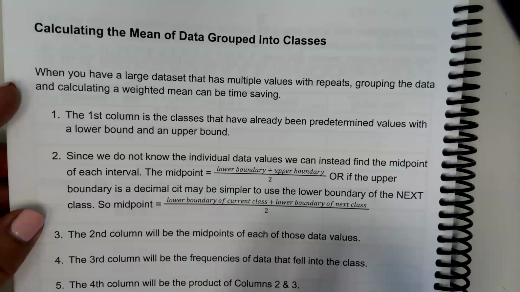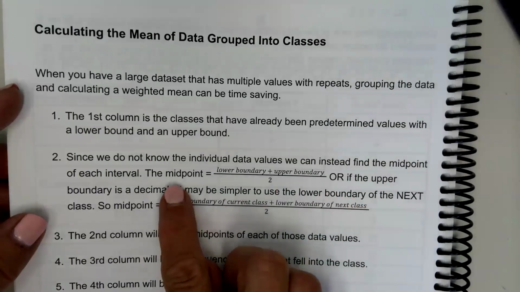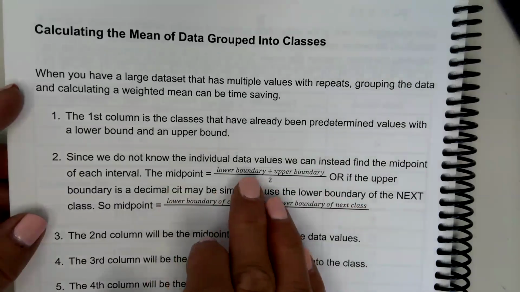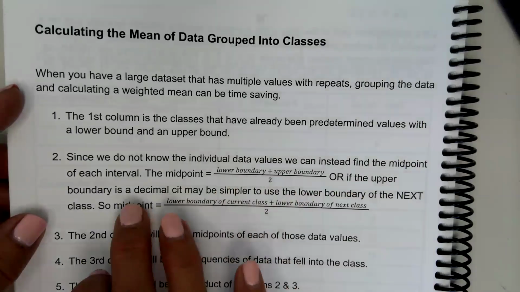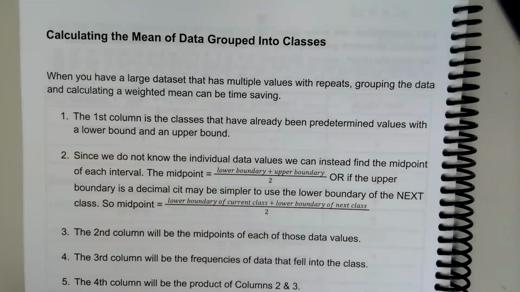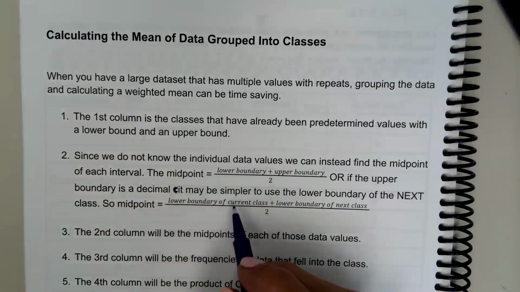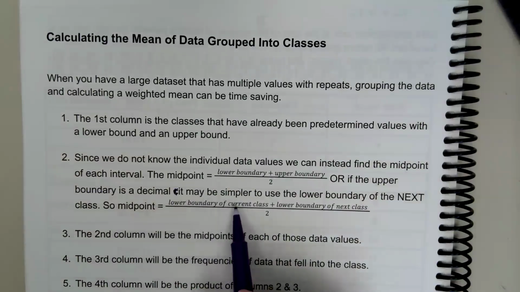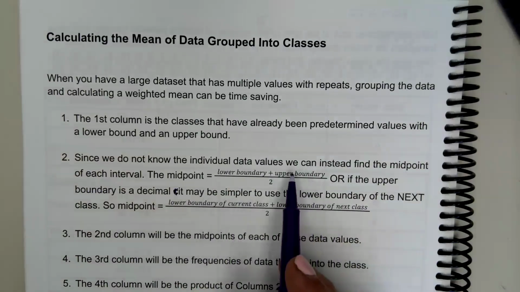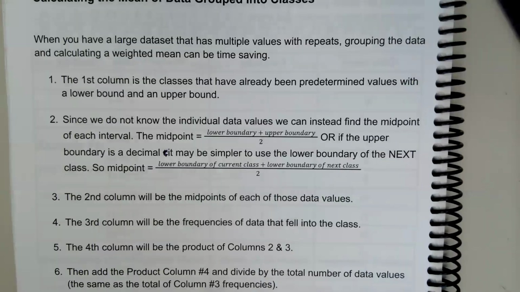That gives us the data value. It gives us a value that will represent each of the classes. So we're going to use the midpoint. We can take the lower boundary plus the upper boundary and divide by 2, or if the upper boundary is a decimal, it may be simpler to use the lower boundary of the next class. So the midpoint would be the lower boundary of the current class plus the lower boundary of the next class. It just depends on what type of data that you have. We're going to go through an example, don't worry.